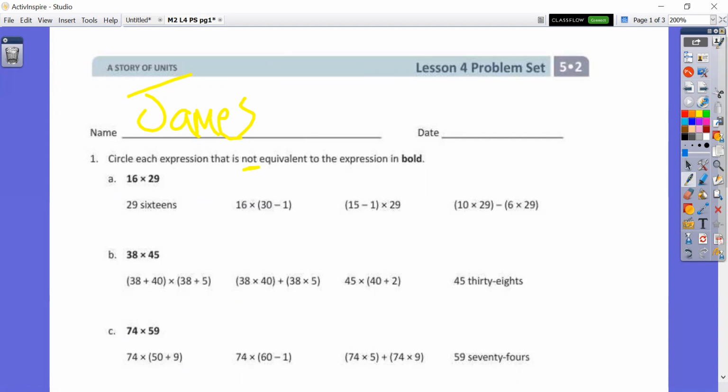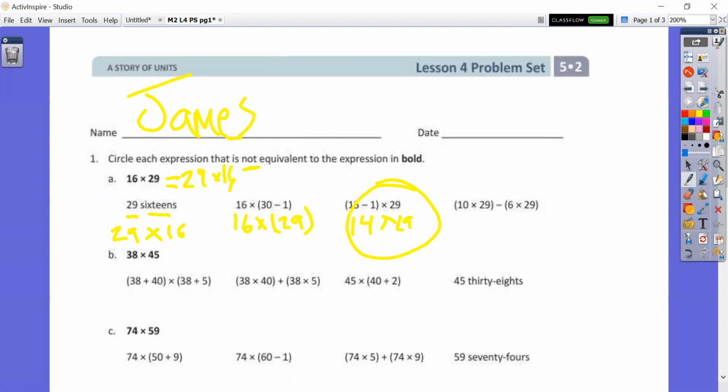Not equivalent. Well, I just really want to use the commutative property real quick to think about this. 16 times 29 is also 29 times 16. Okay. Well, 29 sixteenths, that's really just saying 29 times 16. So that's equivalent. So we're not circling that one. Well, if we do what's in the parentheses first, this is 16 times, well, that would be 29 in the parentheses. So that one is equivalent. This one, 15 minus 1 would be 14 times 29. Nope, that's definitely not equivalent.